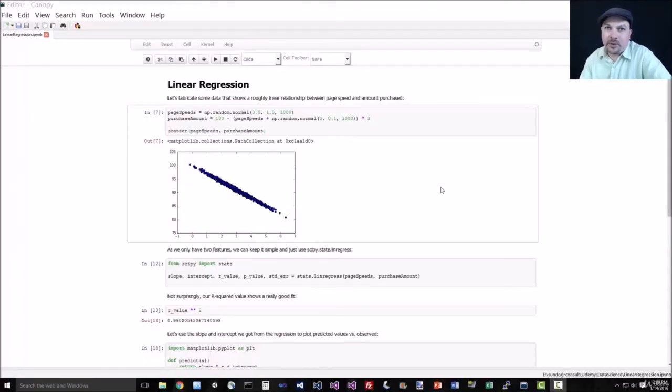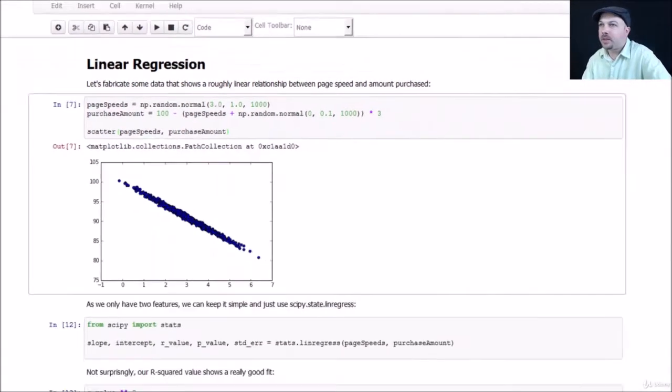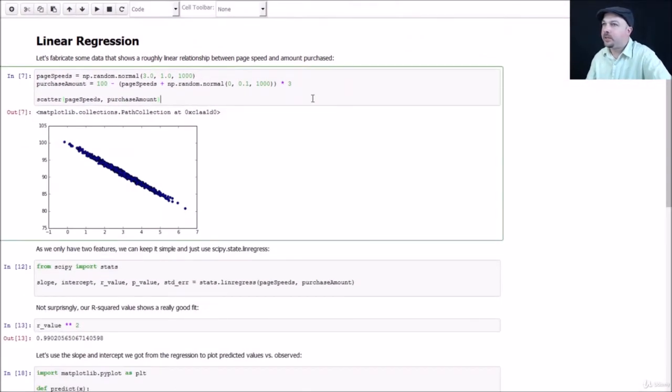Let's have some fun with linear regression hands-on. So go ahead and open up the linear regression IPython notebook file and follow along with me if you will, because I do want you to play around with this to get a good feel of it. So we'll start by creating a little bit of Python code here that generates some random-ish data that is in fact linearly correlated. So in this example, I'm going to fake some data about page rendering speeds and how much people purchase, just like a previous example. So we're going to fabricate a linear relationship between the amount of time it takes for a website to load and the amount of money people spend on that website.